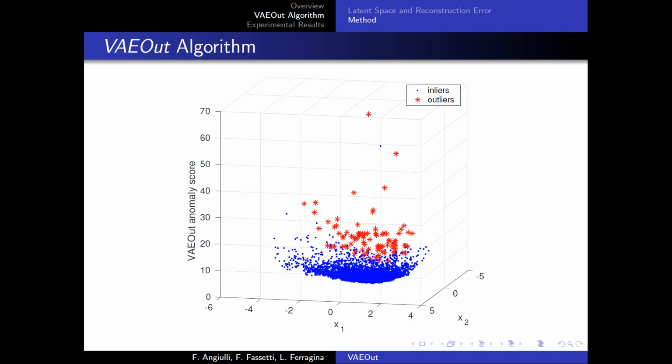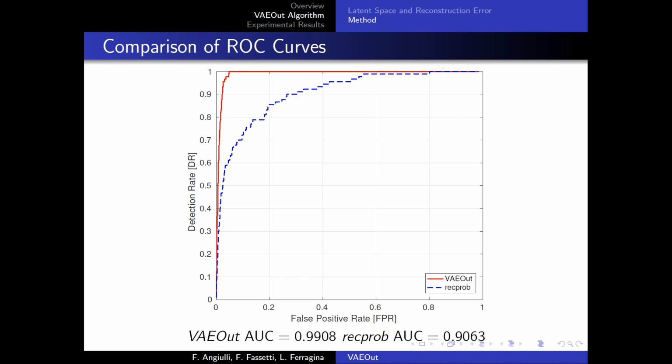In this picture, we can see the plot of the latent space together with the variational autoencoder out anomaly score. We can see that here we have a good separation in terms of this score. This leads to an improvement in terms of outlier detection performances. In this picture, we can see the ROC curve of both our algorithm in red and reconstruction error in blue. The area under curve is 0.90 for reconstruction error and 0.99 for our algorithm.